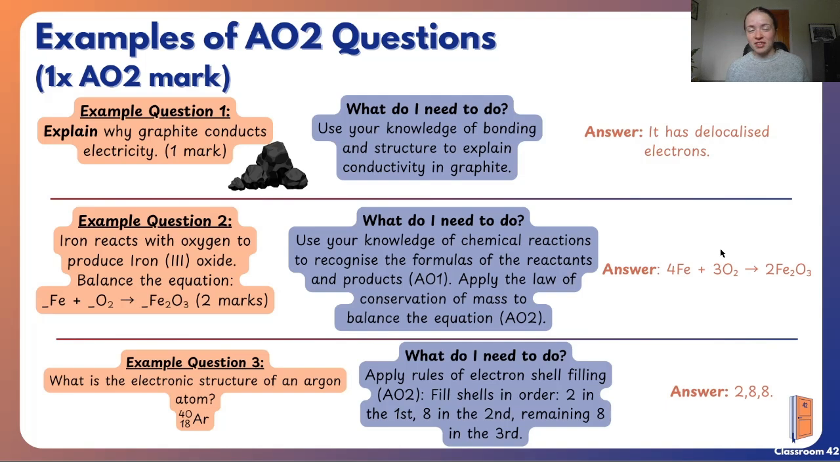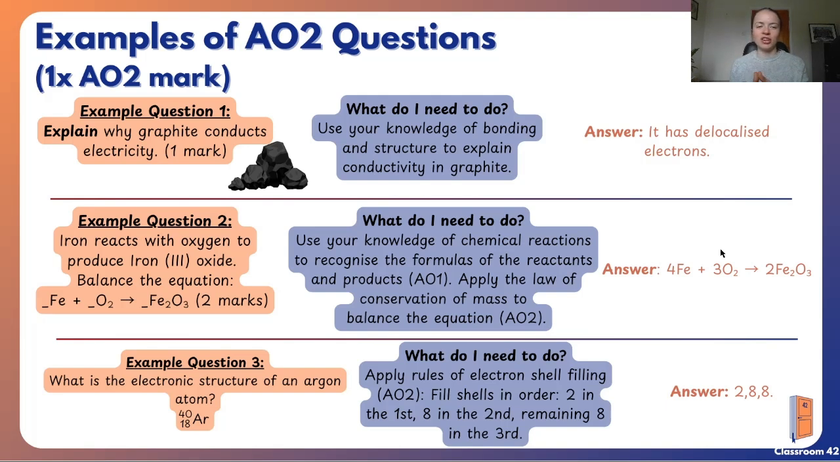You can write the full sentence if you need to, but it's not necessary if you're running short on time. Example question 2. Iron reacts with oxygen to produce iron(III) oxide. Balance the equation. So this will be a question that will almost definitely come up in your exam at some point. So you need to use your knowledge of chemical reactions to recognise the formulas of the reactants and products here.